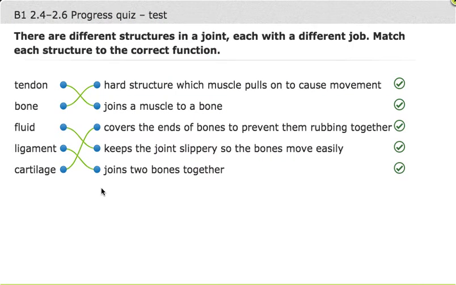Last one, just a definition of our different types here. The tendon joins the muscle to the bone. The bone is a hard structure which allows us to move if it's pulled on by the tendon, by the muscle.